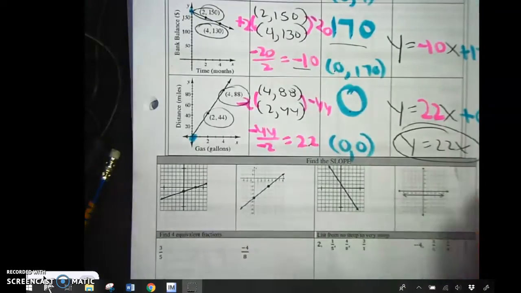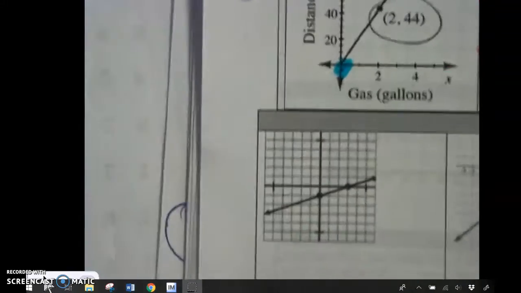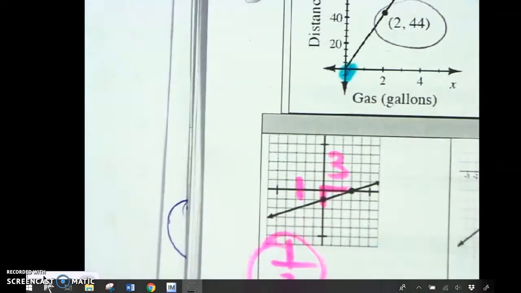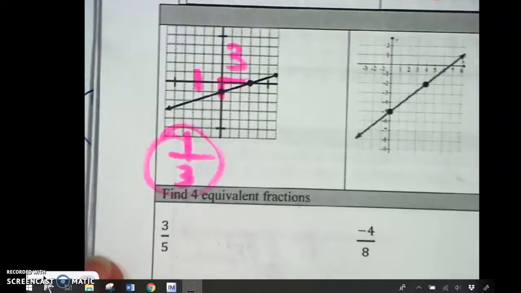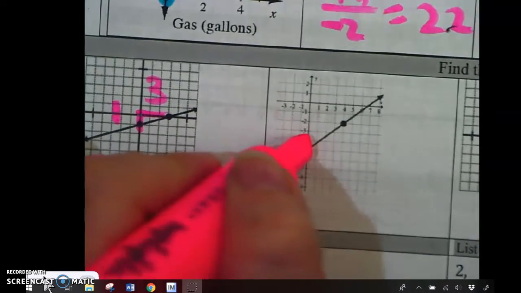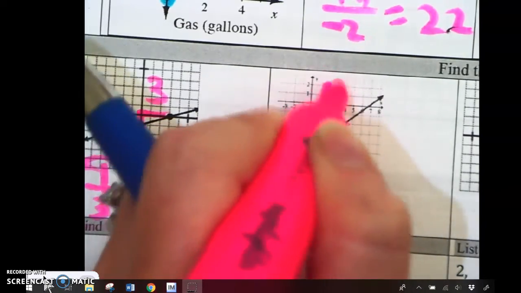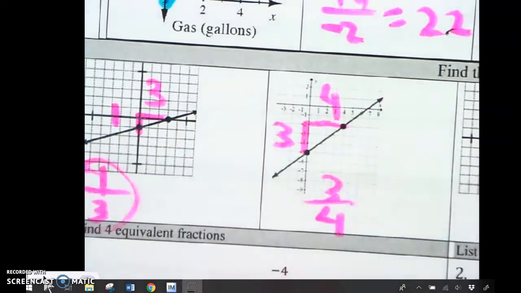Okay? They want you to find the slope. So let me zoom in. So this is 1, and this is 3. 1 over 3. Done. Sorry, that's too big. Let's do the next one. This is 1, 2, 3. 1, 2, 3, 4. 3 over 4.